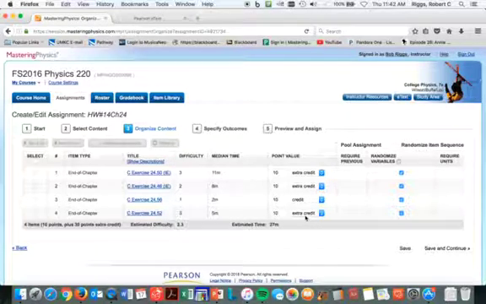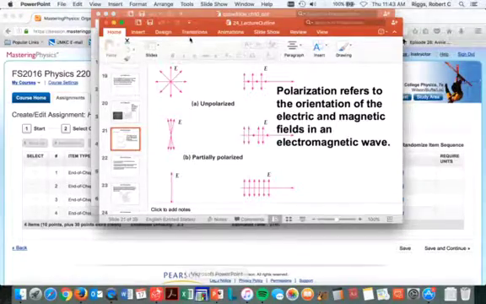Anyway, I wanted to talk about polarization real quick. This will be a little 6 or 7 minute lecture on polarization, and then I will look at 2 of these problems today and maybe 2 of them tomorrow. Let's go to the slides.